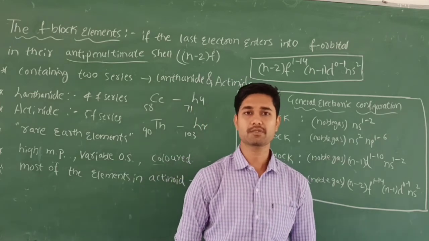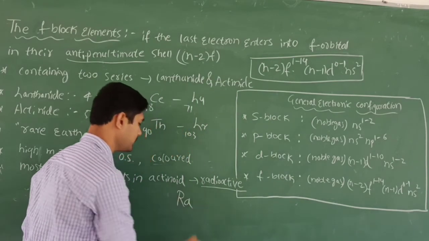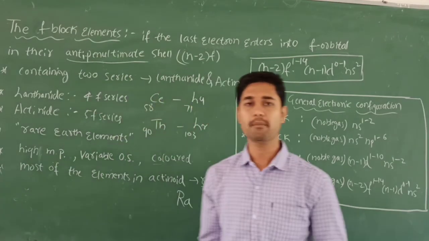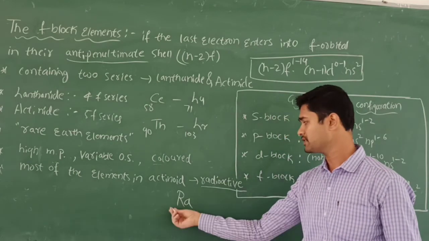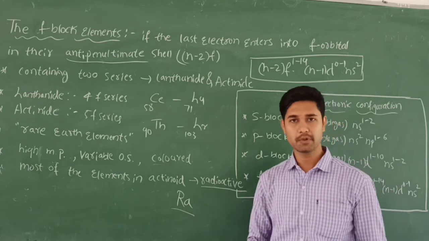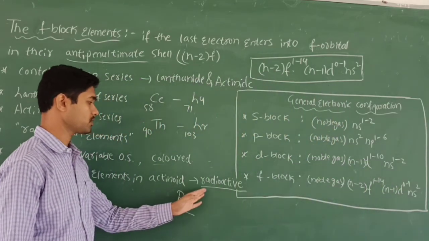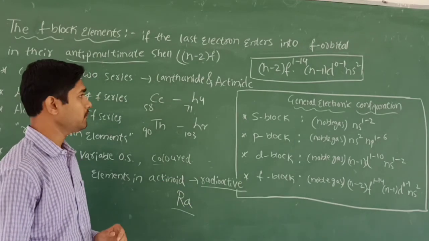The first element, radium, is called a man-made or synthetic element, which was found by Madam Curie. So this is called the first man-made element, radium. Those are called radioactive elements.